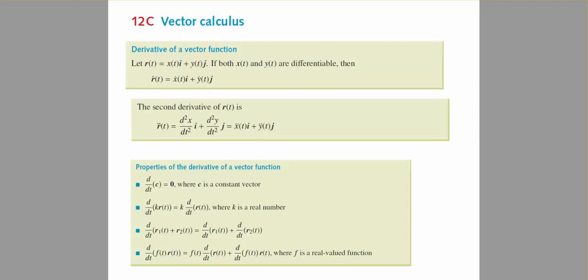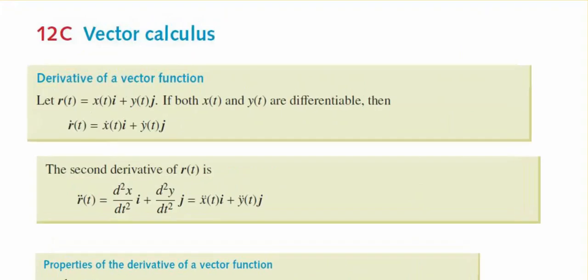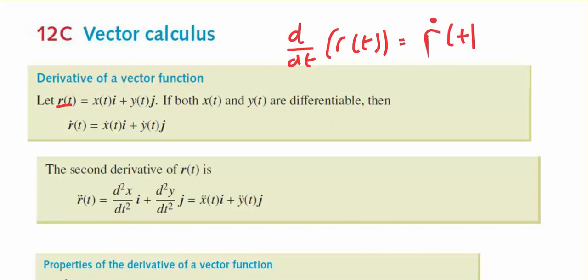So if I have the position vector r of t, its first derivative, so d dt of r of t, the derivative of the position with respect to t, we write as r dot of t, and it's going to equal the derivative of the x component in the i plus the derivative of the y component in the j with respect to t, and it's also equal to the velocity vector.